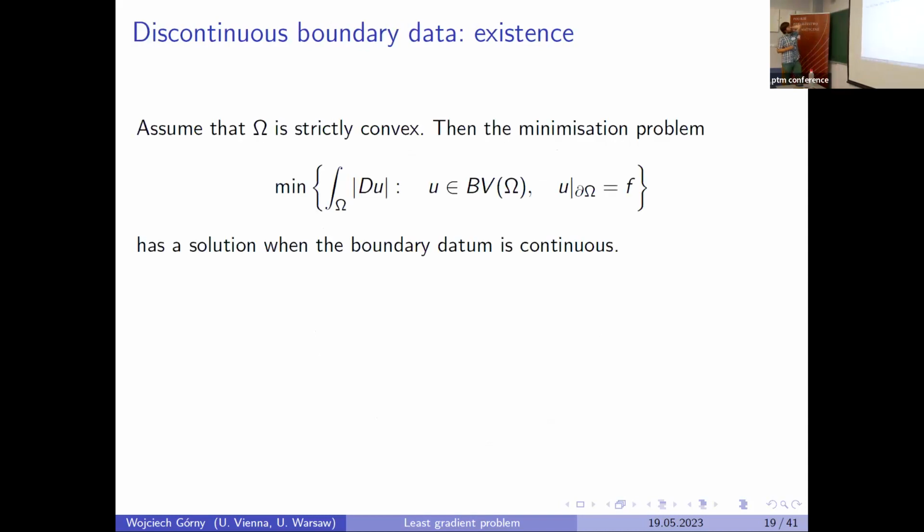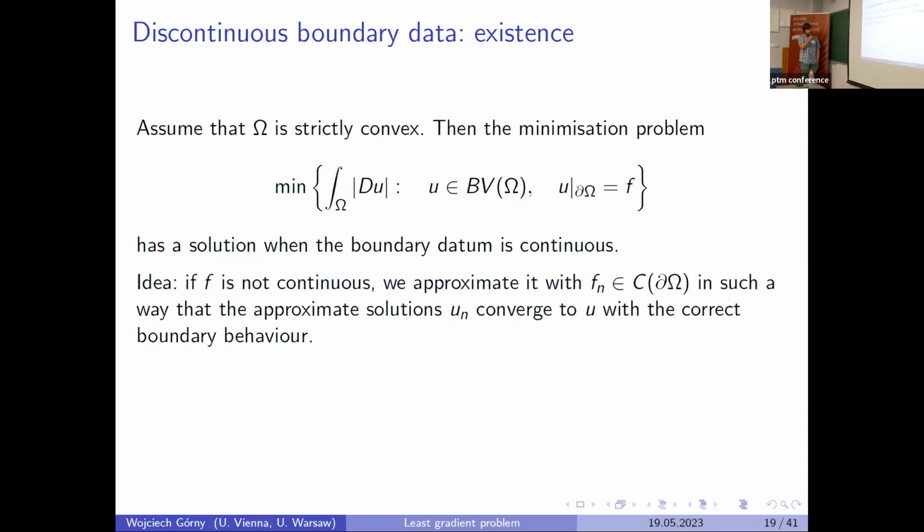Okay, so now let's come to something more modern. This was done for continuous boundary data, and for a very long time, people only considered continuous boundary data. The natural question is, can we extend this construction beyond continuous boundary data? And of course, the natural idea that occurred is that we can approximate the boundary data in an appropriate way. We want to construct approximate boundary data Fn, approximate solutions Un, which will converge to U, and we want to ensure that the boundary behavior of U is correct.